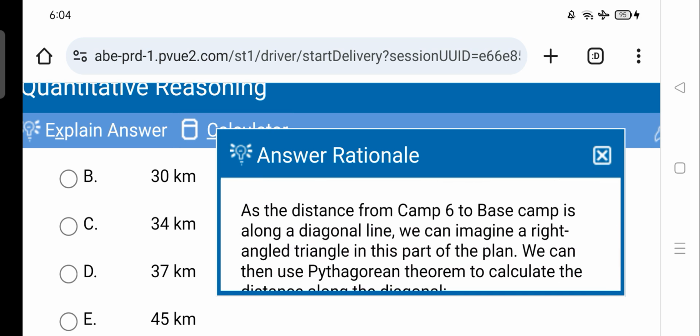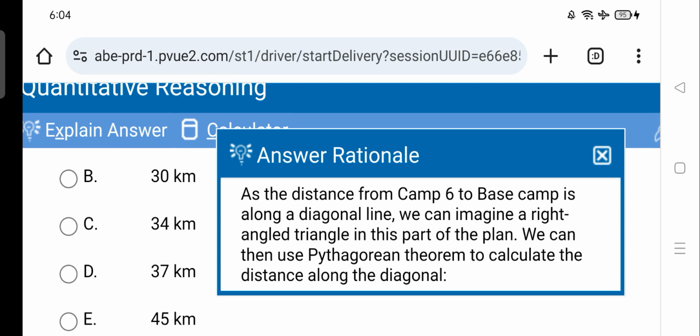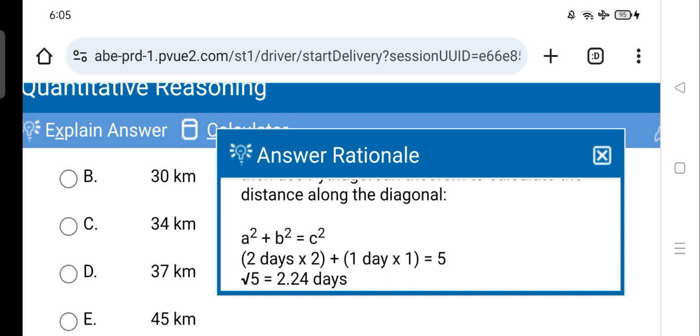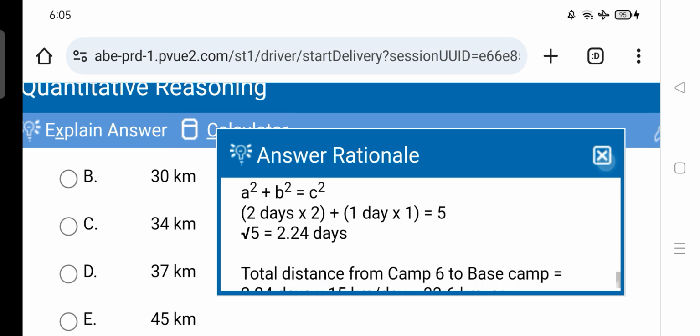So as the distance from camp 6 to base camp is along a diagonal line, we can imagine a right-angled triangle in this part of the plan. We can then use the Pythagorean theorem to calculate the distance along the diagonal. a squared plus b squared equals c squared. So 2 days multiplied by 2 plus 1 day multiplied by 1 equals 5. Then when we take the square root of 5, it equals 2.24 days.